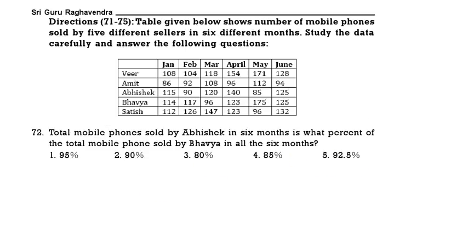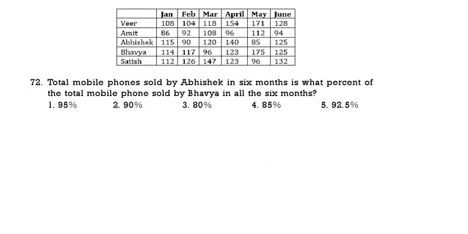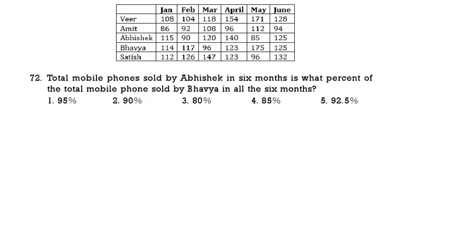The total number of mobiles sold by Abhishek in 6 months. See, Abhishek in 6 months, we should add. See how to do the addition. 5 plus 5, 10. 10 plus 5 is 15. Then 1 carry. 1 plus 2, 3, 11, 15, 17, 26, 27. Then 2 carry. 2 plus 1, 3, 4, 5, 6. It is 675. So Abhishek is 675.